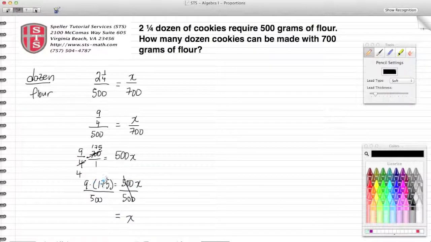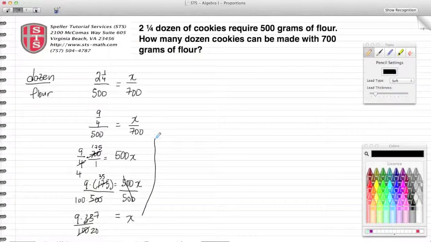Here, before I do all this multiplication, I see that I can do some simplification. I know that 5 goes into 500 100 times, and then 5 goes into 175 35 times. So here I have 9 times 35 over 100. I see that 35 can also be divided by 5 again. So 5 goes into 35 7 times, and 5 goes into 100 20 times.